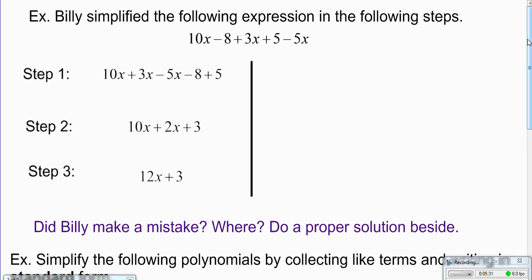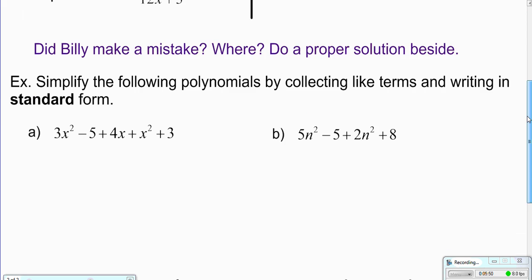Okay, and so this one says Billy simplified the expression using these steps. Did Billy make a mistake? Where did he make a mistake? Show the proper solution. So, I'm actually not going to do this one for you either. This is another one that I'm going to say you need to do on your own, and we will check it tomorrow.